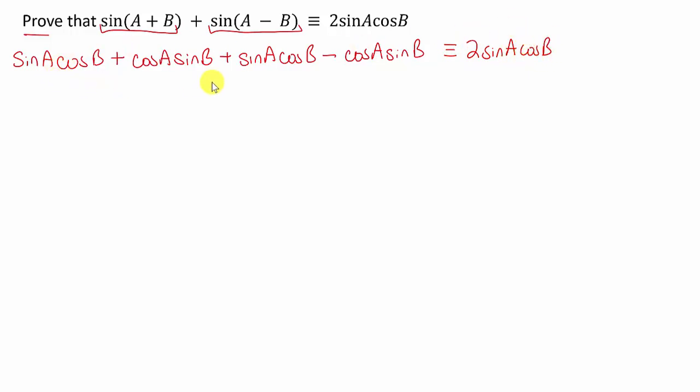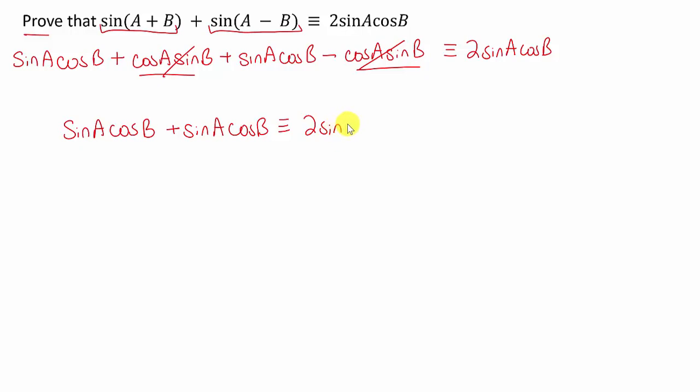Now, if you look at this and we look at like terms, this is the same term as this, cosine A sine B, cosine A sine B. So if I have one that's positive and one that's negative, those will cancel out. And so I have sine of A cosine B plus sine A cosine B. And the goal was to get to this, 2 sine A cosine B.